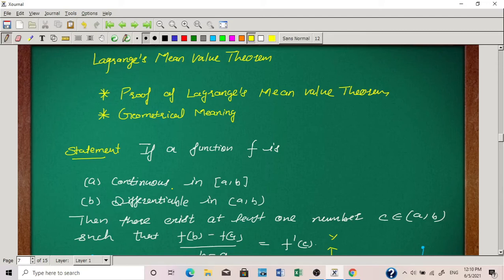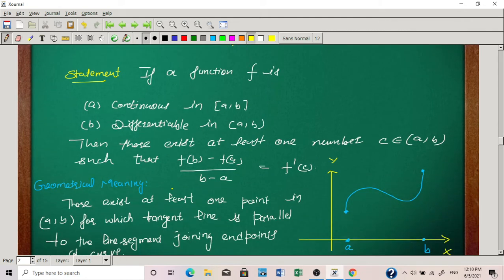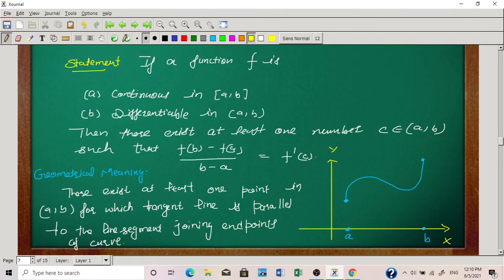Hello everyone. Here in this lecture we are going to discuss Lagrange's mean value theorem, its proof and its geometrical meaning. First, the statement of the theorem. If a function f is continuous in the closed interval [a, b] and differentiable in the open interval (a, b), then there exists at least one number c belonging to the open interval (a, b) such that (f(b) - f(a))/(b - a) = f'(c). So this is the statement of the theorem.